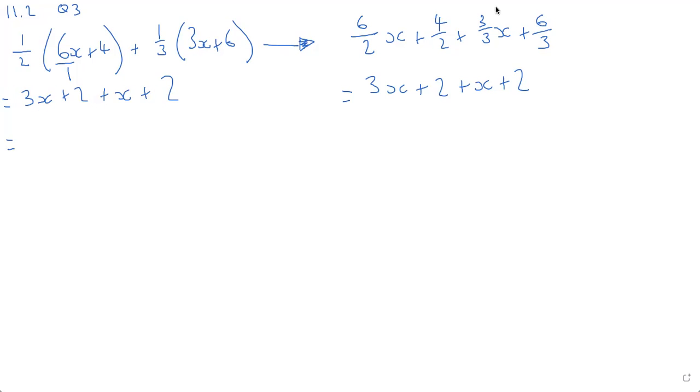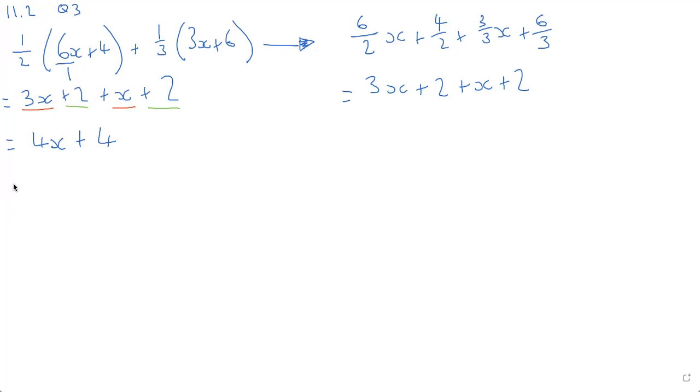Okay, so then I put together the bits that match. I've got an x here and an x here. They are like terms, and I have a plain integer here and another integer here. So I can put those together. That means I've got 4 x's altogether, 3 here and 1 here. And then I've got 4 as well, 2 plus 2. So that should be my answer for simplifying this question.